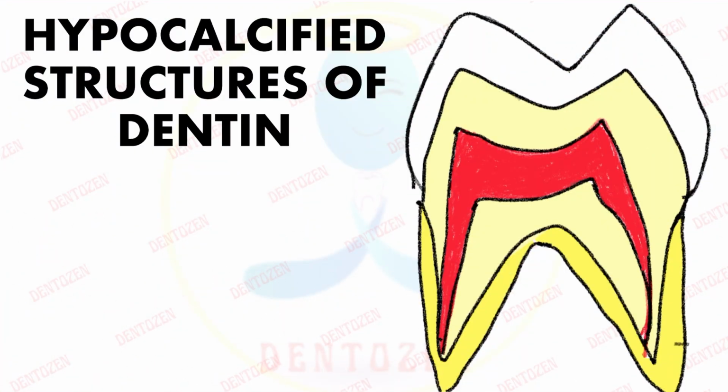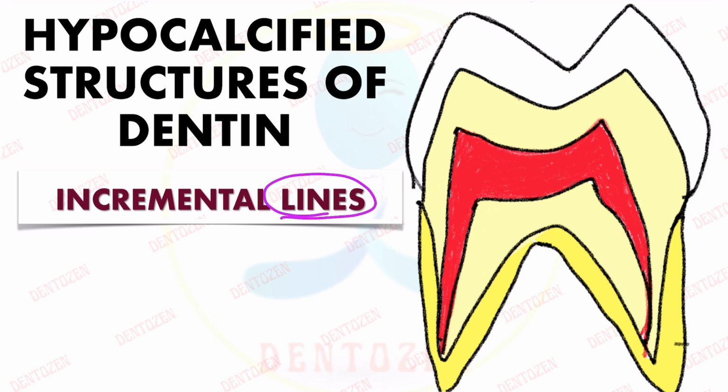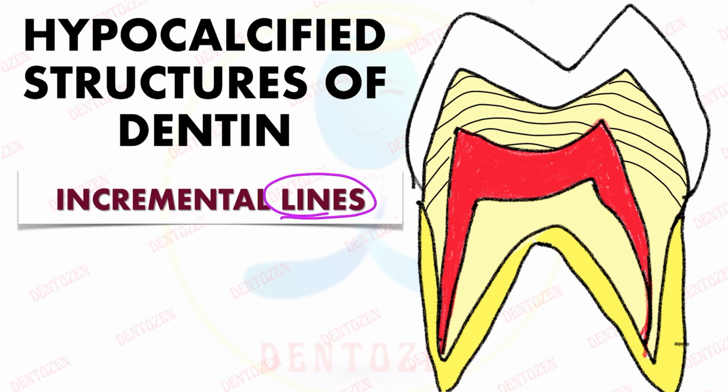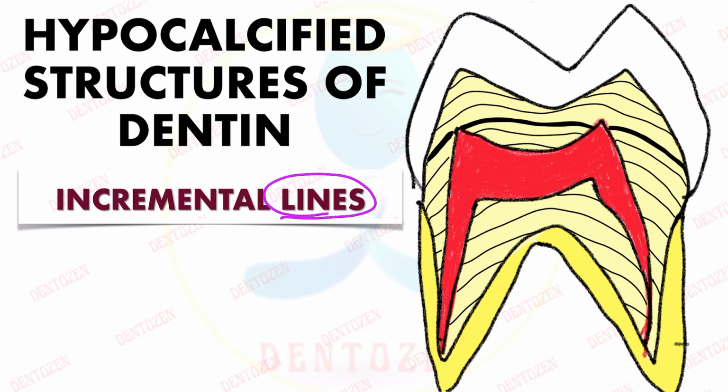So let's start. Three hypocalcified structures of dentine. First is incremental lines. As the word says lines, these are the lines in dentine which are formed because dentine deposition is in increments. Dentine is formed in increments, and between every two increments a line is seen, which is known as the incremental line. So these are the dark lines.